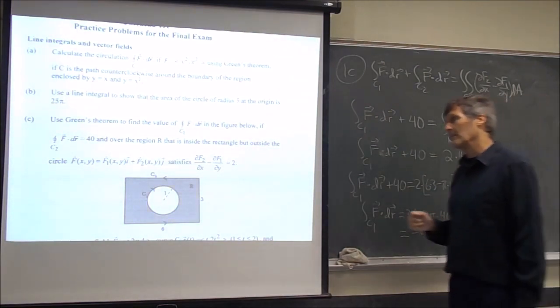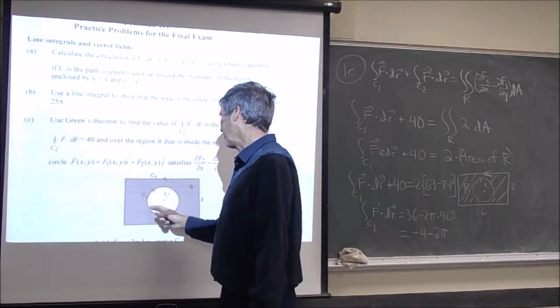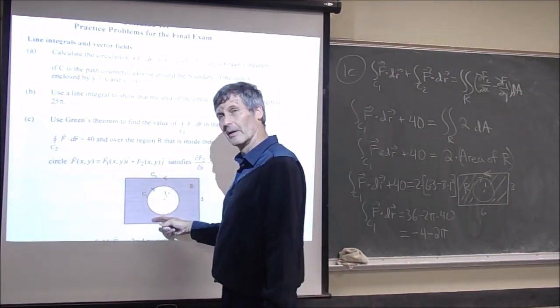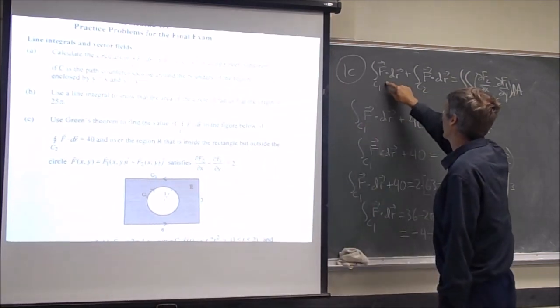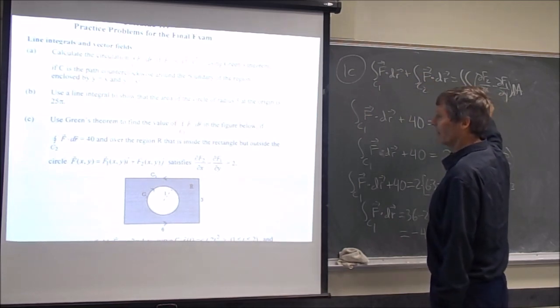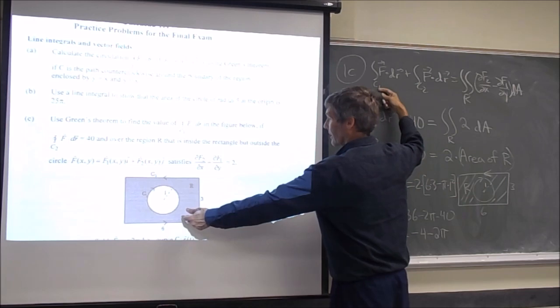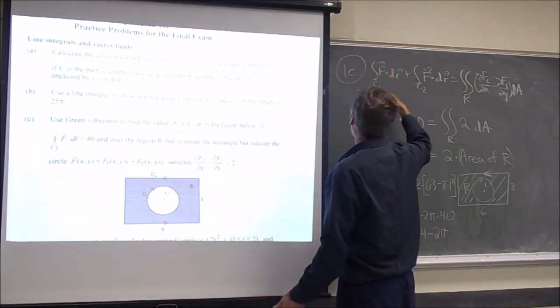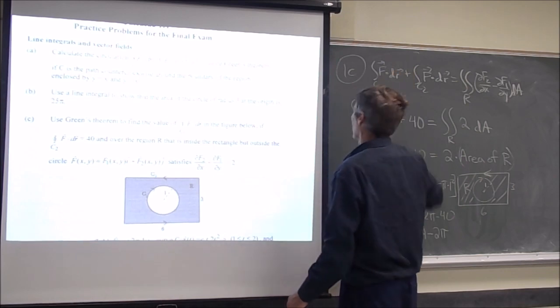If you get a problem similar to this, and C1 goes the other way, what do you do? You just rewrite the theorem as this one minus this one plus this one equals this one, right? Because this integral, taken in the other direction, just changes its value by a minus sign. So the integral clockwise is minus the integral counterclockwise.